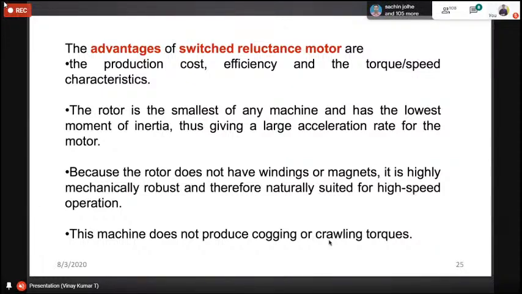One more feature of the switch reluctance motor is that the machine does not produce any cogging and crawling torque. If you take induction machine, PMSM drives or BLDC, these machines suffer due to cogging and crawling torques. These two are unwanted components. You need not worry about these two unwanted components in the switch reluctance motor. The switch reluctance machine will not produce any cogging torque.